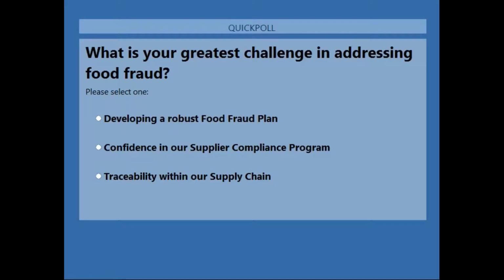So perhaps it's developing a robust food fraud plan. Perhaps it's the confidence in your supplier compliance program, or perhaps it's the traceability within your supply chain. So what is your greatest challenge? I'll leave it open for about 15 more seconds here. What's your expectation, Brian? What do you think most folks would say would be the greatest challenge?